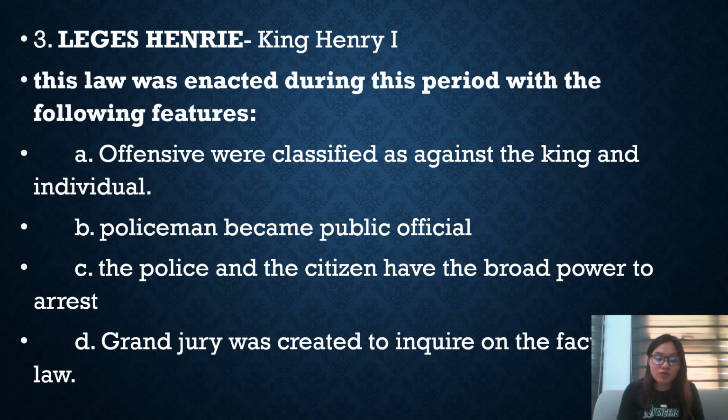Next, we have the so-called legislatory. Okay? Legislatory by King Henry I. This law was enacted during this period with the following features. So, we have 3 features of this law. Number 1, offenses were classified as against the king and individual. Number 2, policeman became public official. Okay, number 3, the police and the citizen have the broad power to arrest.